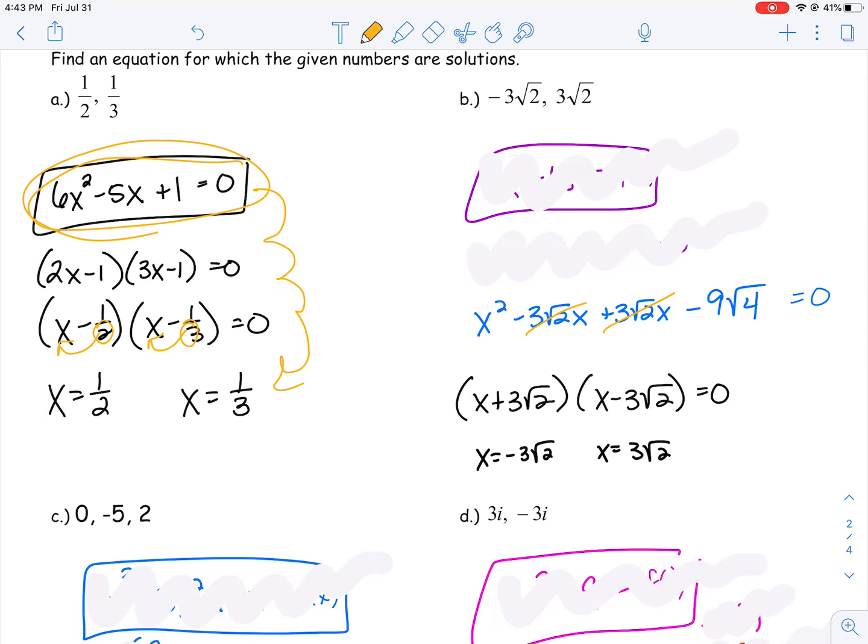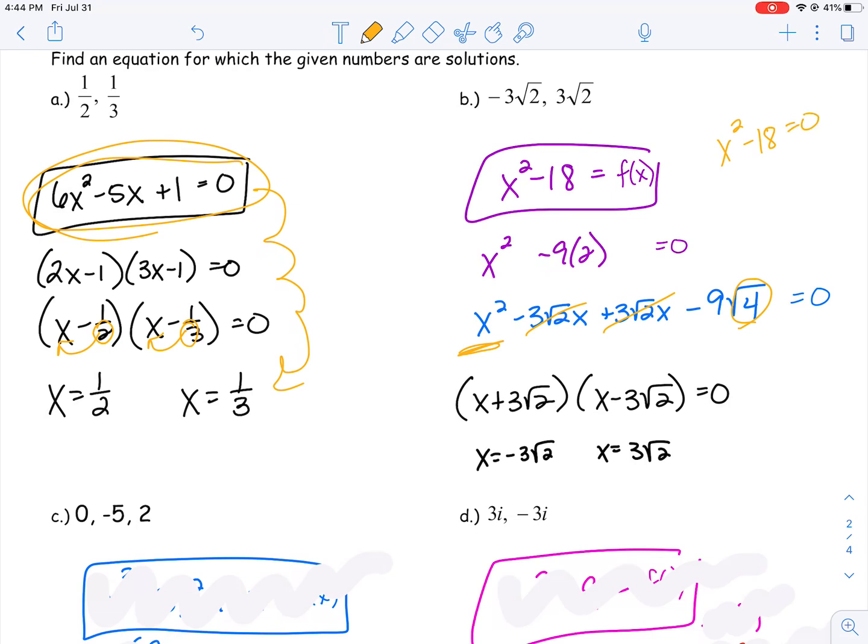I end up then with an x squared. And the square root of 4 is 2, so 2 times negative 9 is really negative 18. So the equation that those solutions were derived from is x squared minus 18. If you're not sure, try it. Solve it and see if you get those answers.